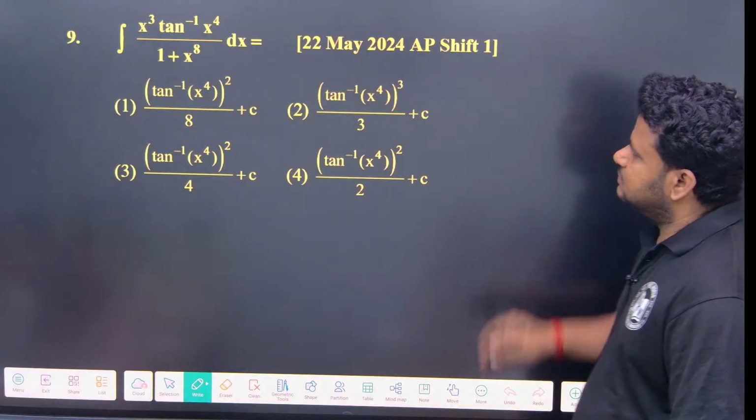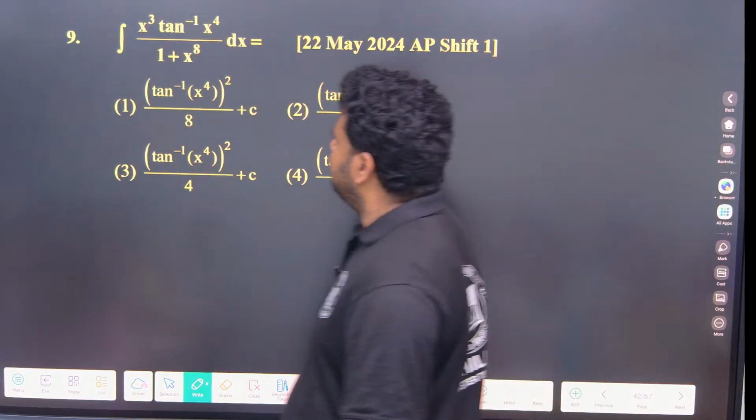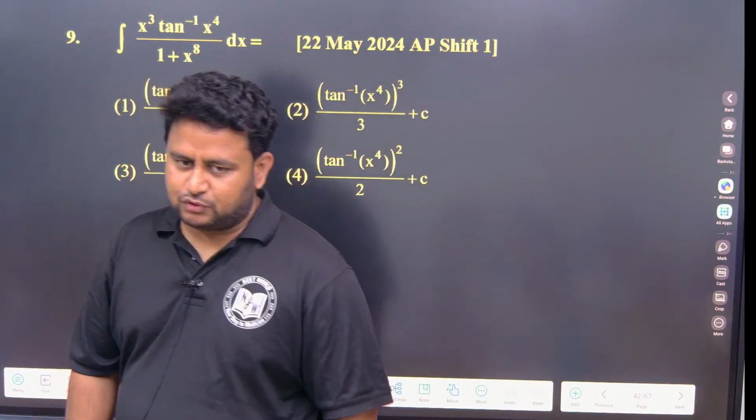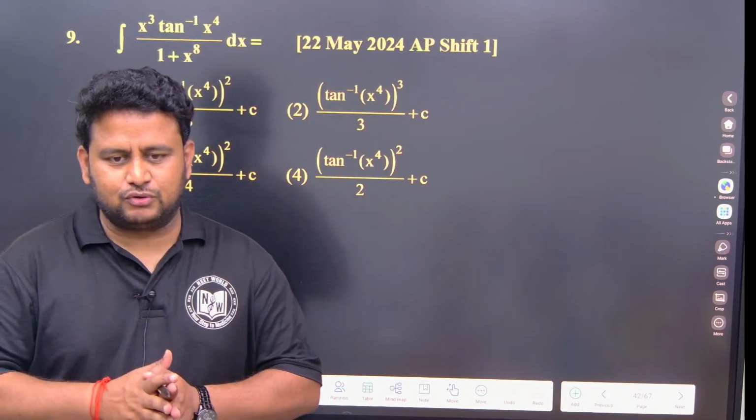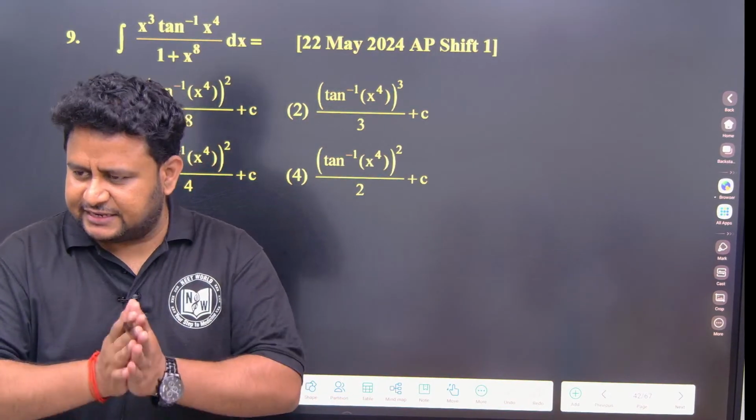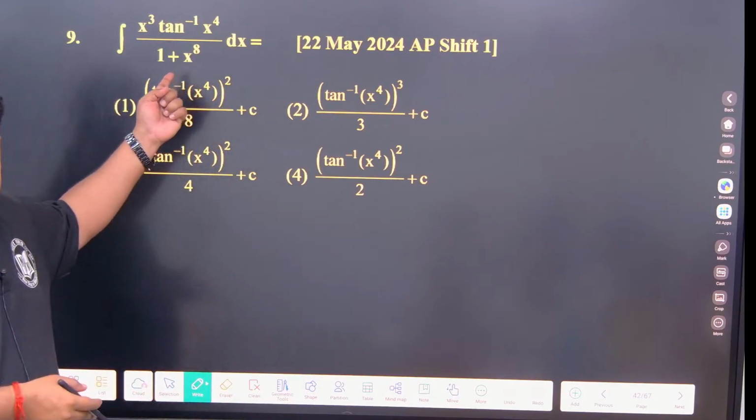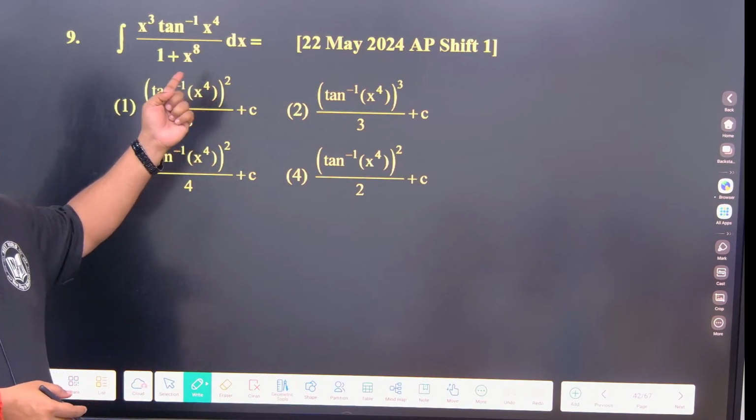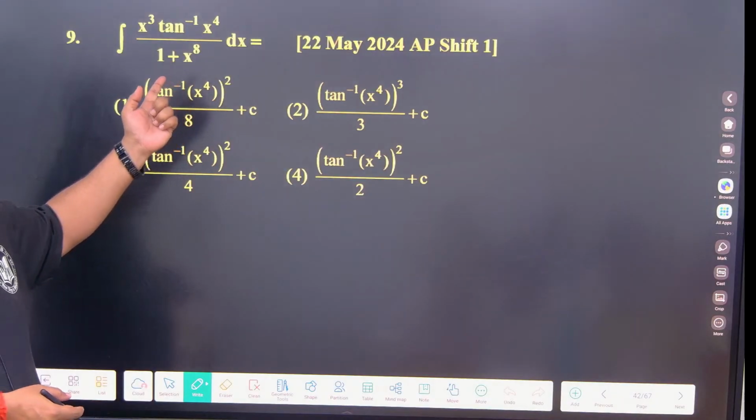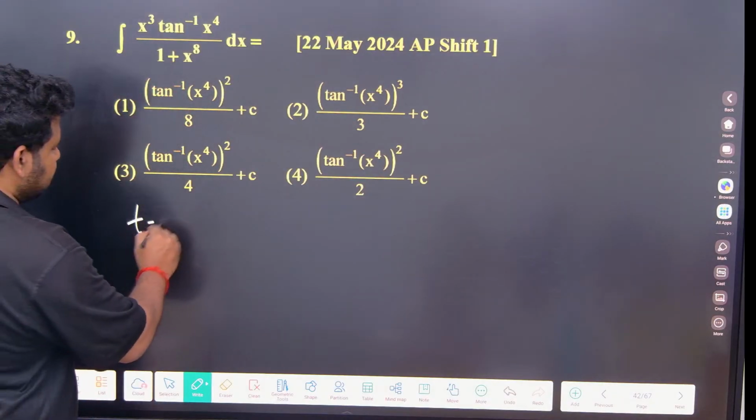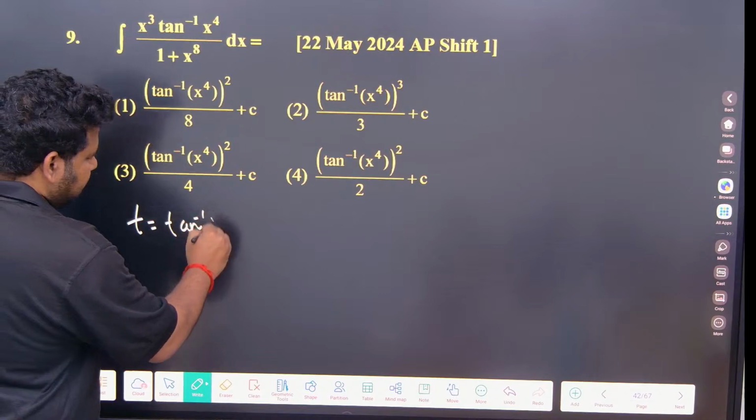This one, see here, x cube tan inverse of x power 4 over 1 plus x power 8. I have told you, whenever you have to do a substitution, and an inverse function is there, take that as the substitution. So t I can take as tan inverse of x power 4. So here t is equal to tan inverse of x power 4.